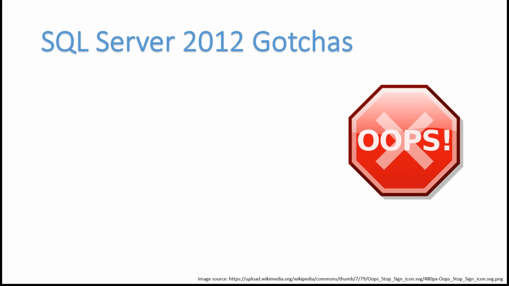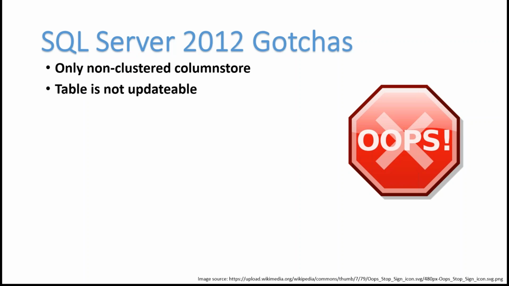In SQL Server 2012, we had some gotchas. We could use only non-clustered column store. We will soon talk about what is clustered column store, but non-clustered column store means that we have a regular disk-based and row-based table, and we build a column store index on top of it on some of its columns. Once we did that, the table became read-only, not updatable, and this was bad because it was much harder to work with the table, but we could bypass that by using partitioning.